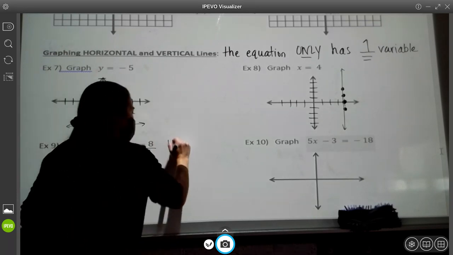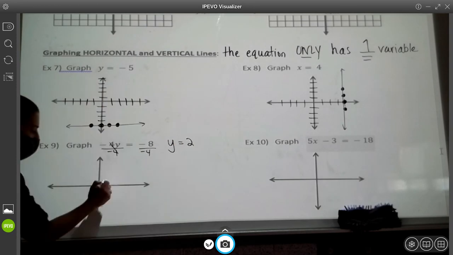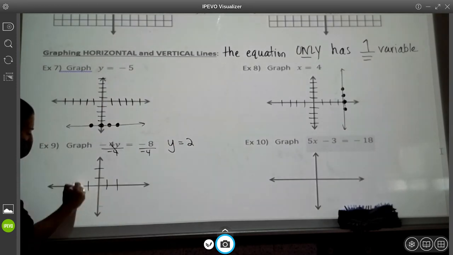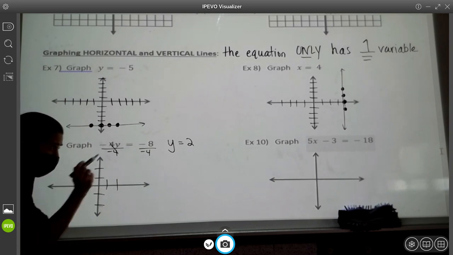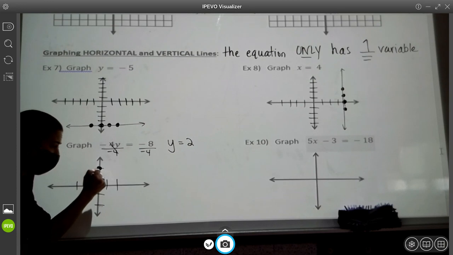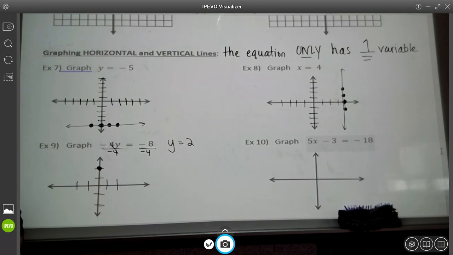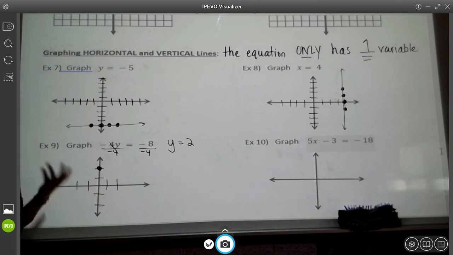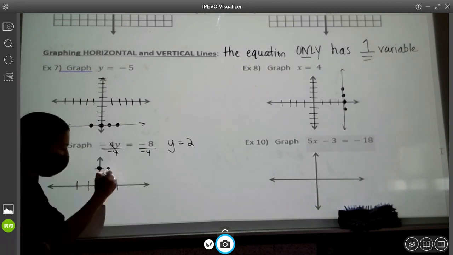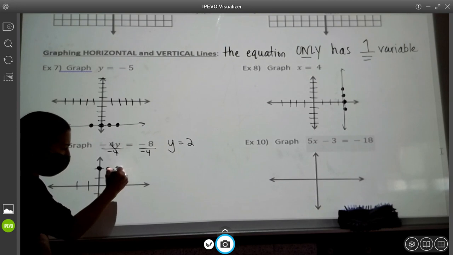Anybody know where y is 2? Up, down, right, or left? It is, guys? Y is 2? Oh, wait, no. Up 2. So you want to create a line where every single y coordinate is 2. So I can't go down and I can't go up because that'll change y. I can go to the right, y is still 2. I can go to the left, y is still 2. So again, it's creating that horizontal line.